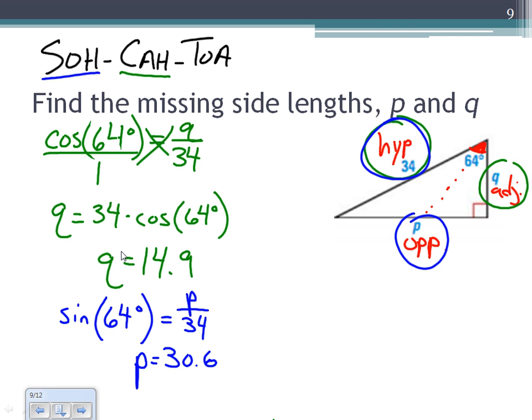Yep. Same thing. I'm going to do the same steps. I just didn't show it. Put it over 1, cross multiply. I know, but when I multiply, I get 14 for that. No, because it's going to be 34 times sine instead of 34 times cosine.